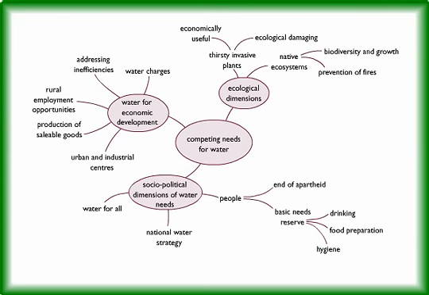Some of the elements of one branch might relate specifically to elements of another branch. For example, the invasive species, whilst being ecologically damaging, are also economically useful, and this clearly relates to water for economic development. Similarly, the generation of employment opportunities is related to the economic and socio-political dimensions of water. I've only made links between elements from different branches where I consider them to be important. Too many cross-linkages will result in a diagram that lacks clarity.